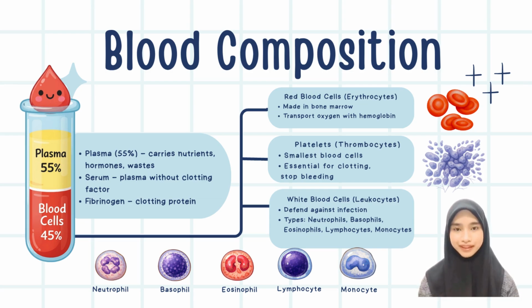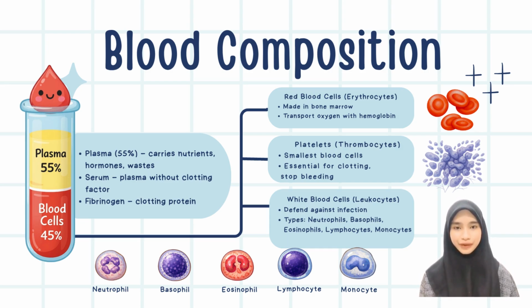The other 45% consists of blood cells. First, we have red blood cells, or erythrocytes. They are made in our bone marrow and contain hemoglobin to transport oxygen. Next are platelets, or thrombocytes. These are the smallest cells in our blood and are essential for clotting to stop bleeding when we have a wound.